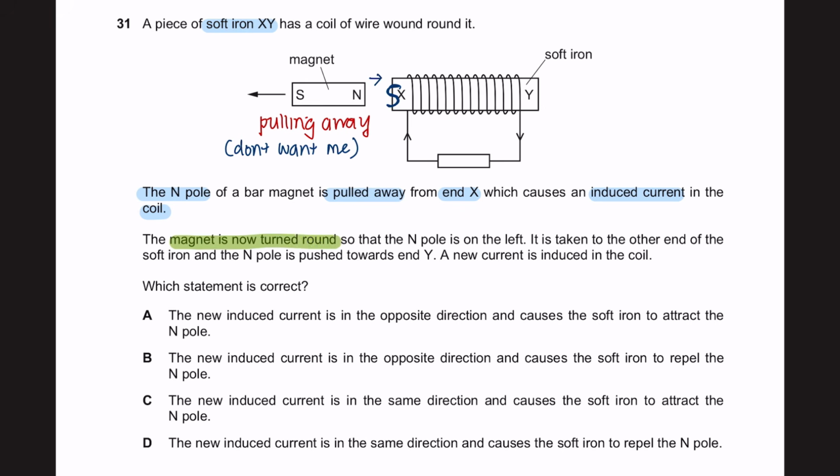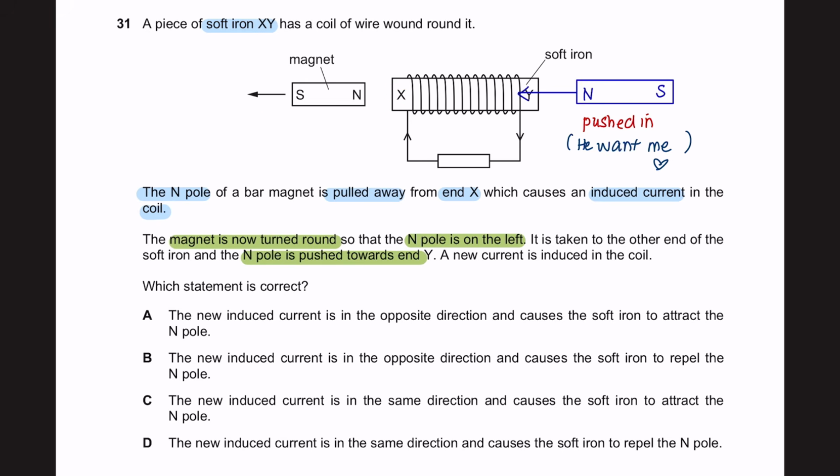The magnet is now turned around so that the end pole is on the left. It is taken to the other end of the soft iron core and the end pole is pushed towards the end Y. Now that the magnet is being pushed in, coming towards me showing interest, I'm going to be uninterested and repel it away by turning into a north pole at this end. So which statement is correct? The new induced current in the opposite direction causes the soft iron to attract the end pole. No, we learned that now that it's coming towards us, we are no longer attracted. Instead, we want to repel. So the answer is either B or D.